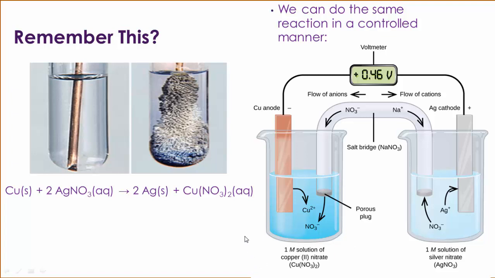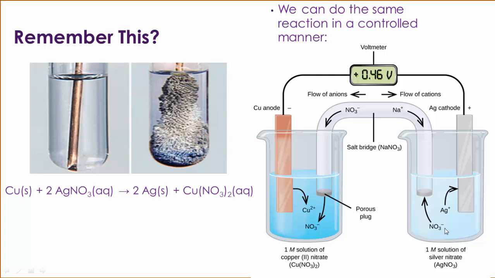So notice what's going on. It's the same thing we discussed before. The copper is going from copper 0 to copper 2+, going out into solution. The silver is coming out of solution. The silver nitrate, silver is going from Ag+ to Ag0 and plating out onto the electrode. So this electrode is getting heavier or larger, and this one is getting smaller or lighter.